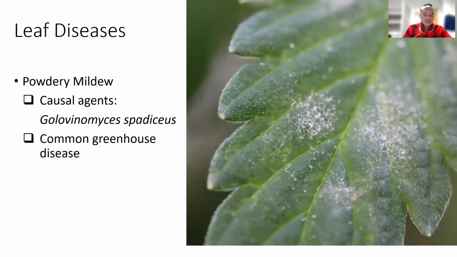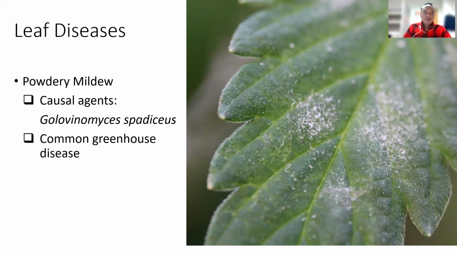Move on to leaf diseases. We have powdery mildew. This disease is caused by the pathogen Golovinomyces spadiceus. This pathogen is an obligate parasite, an obligate pathogen. That means that these pathogens require living tissue to grow and reproduce. Symptom of this disease can be a white colony on the upper surface of the leaf, like you can see in the picture.